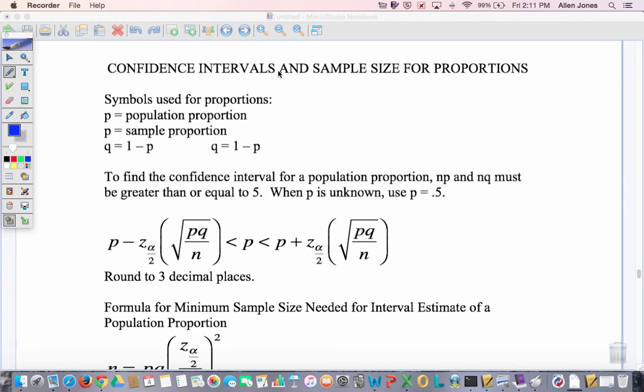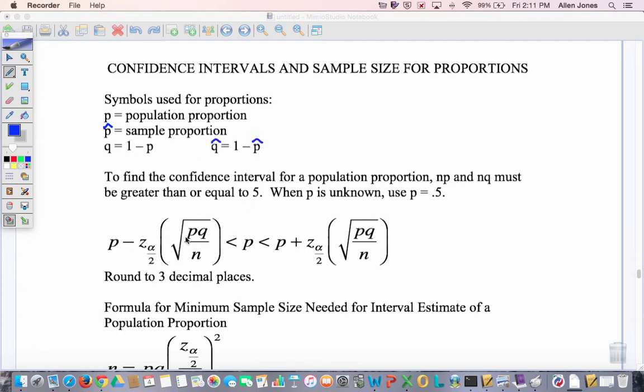We'll construct confidence intervals here for proportions, and we'll also have a sample size formula. A couple of items, symbol-wise: P is our population proportion, P hat, so I put a little hat on that P, is our sample proportion. Q is simply 1 minus P, so Q hat is 1 minus P hat.